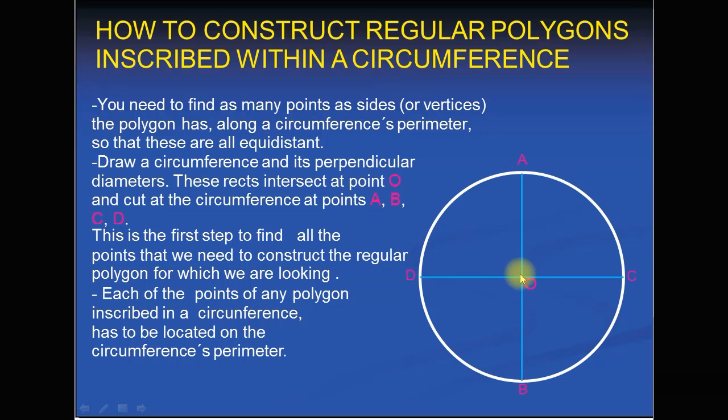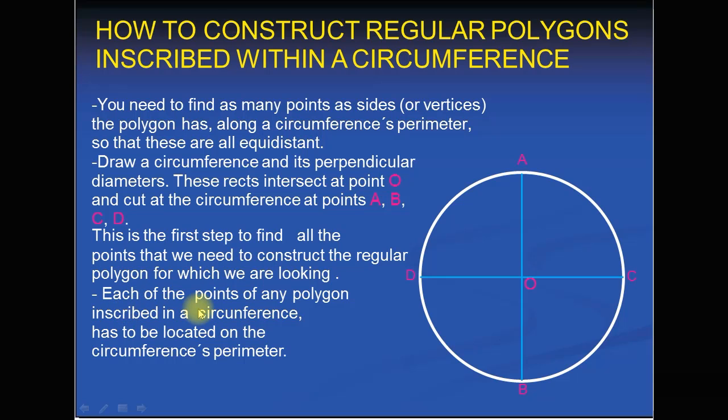Each diameter intersects the other at this point O and cuts the circumference at the points A, B, C, D. These two diameters cut the circle at these 4 points. Points A, B is one diameter, and points D, C is the other diameter. So these diameters touch the circle at points A, C, B and D. And this is the first step to find all the points that we need to construct the regular polygon for which we are looking.